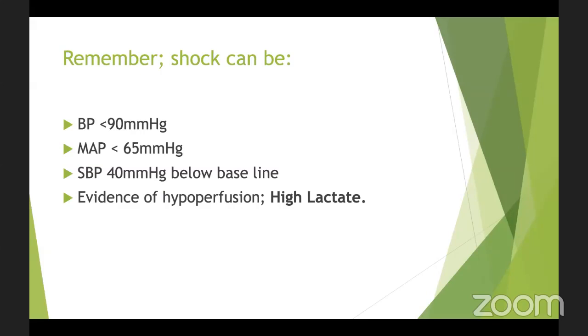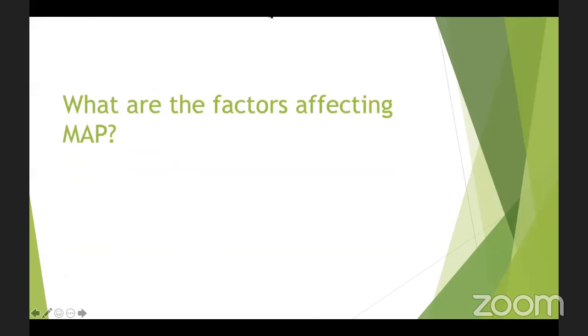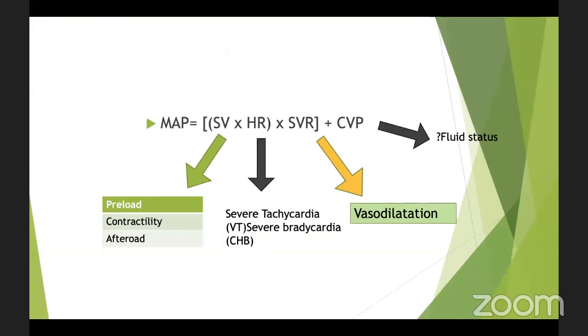So as we mentioned, just remember the shock: it can be blood pressure below 90 systolic and MAP below 65, or a systolic blood pressure decrease of more than 40, and there is evidence of hypoperfusion with high lactate. So what are the factors that can affect the MAP, or mean arterial blood pressure? We can see MAP is affected by stroke volume, heart rate, systemic vascular resistance, and the CVP; also, fluid status is important.